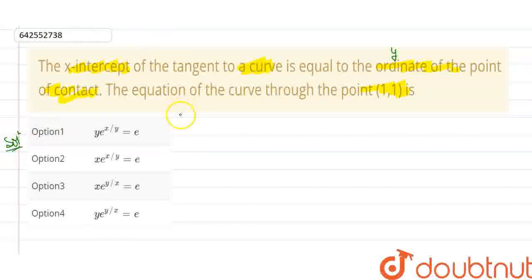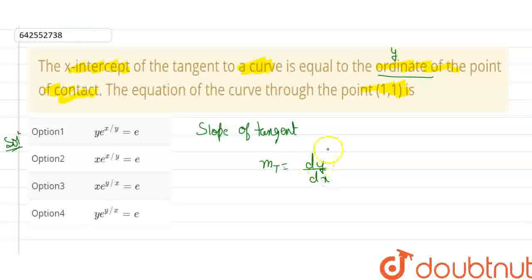So the question says that the x-intercept of the tangent to a curve is equal to the y ordinate of the point of contact. In that case, to find the equation of the tangent, I first have to find the slope of the tangent. Let's suppose the slope of the tangent is denoted by mt, which is dy by dx. We know the slope is basically of the form dy by dx.